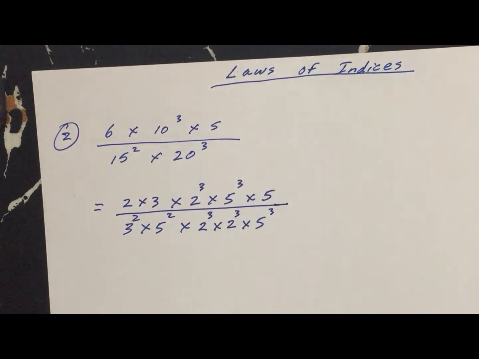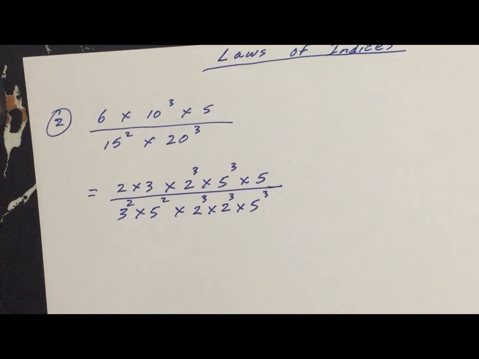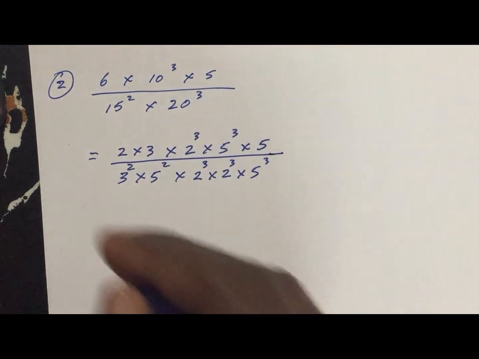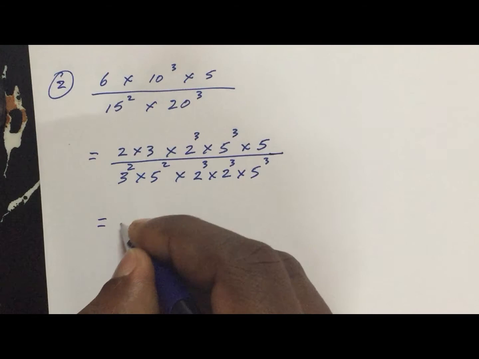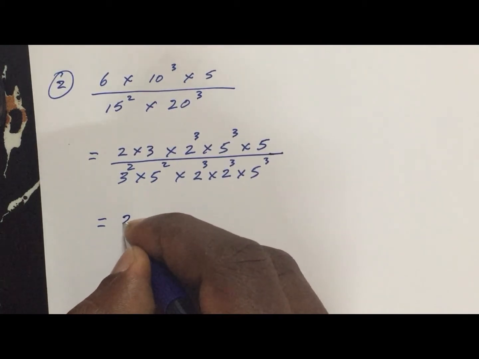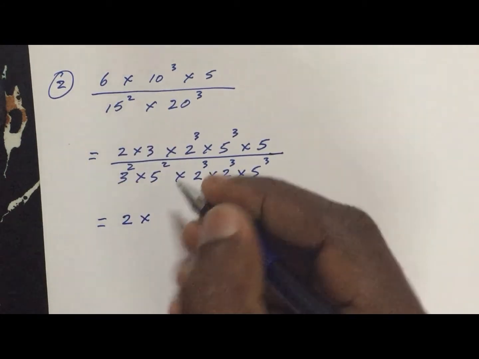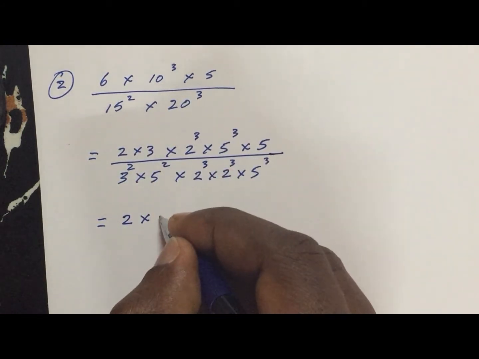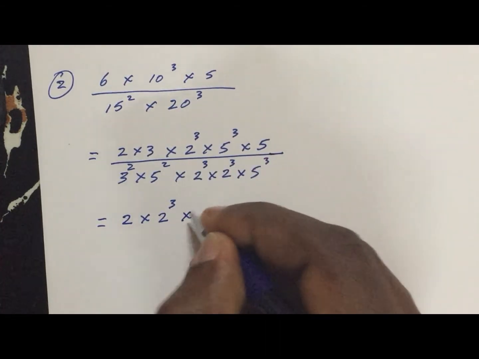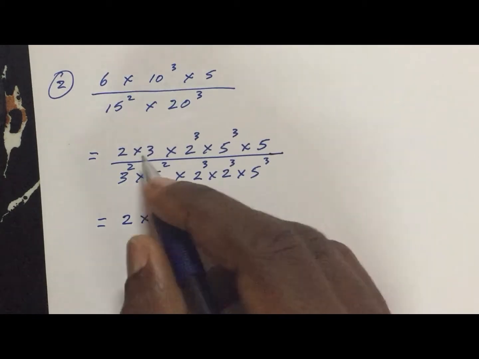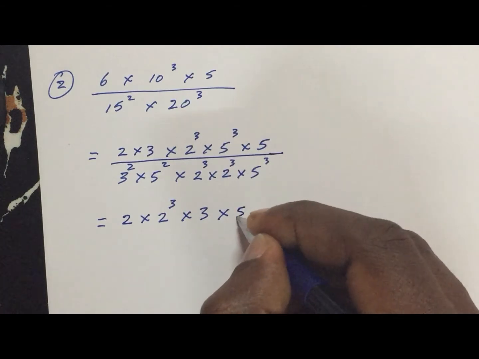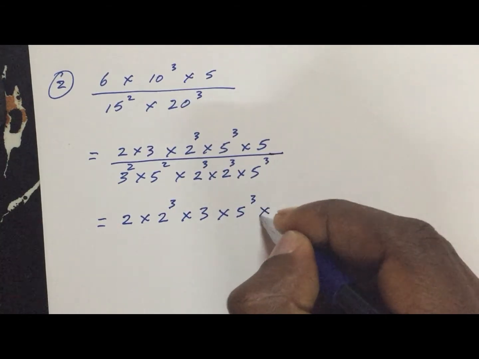Everybody clear so far? Hope we are. Okay, the next step would be to group all the like terms. We group all our 2's, all our 3's, and all our 5's. So first we have 2 times 2 cubed, 2 to the third power, no more 2's, times 3, no more 3's, times 5 to the third power, times 5.